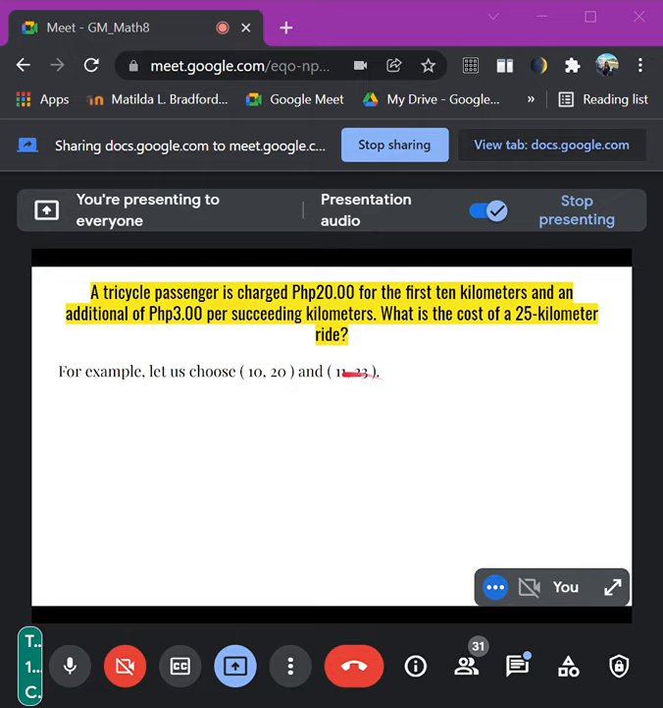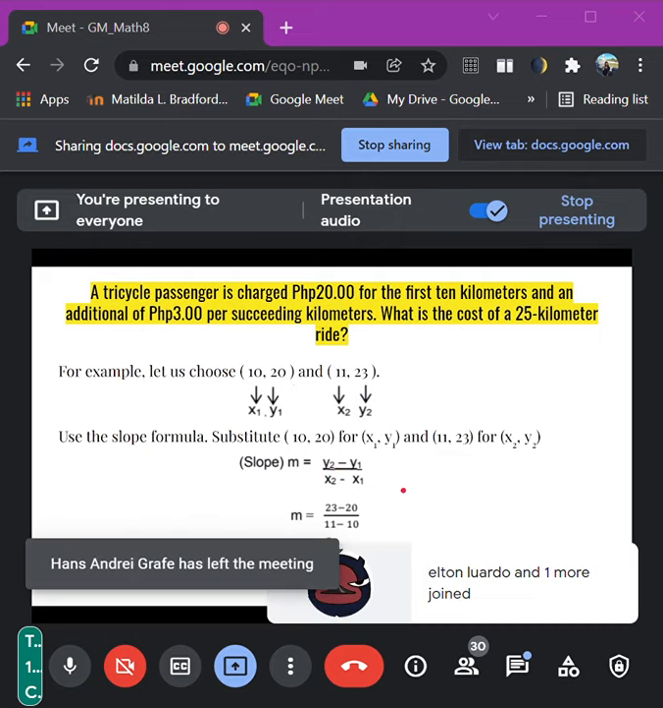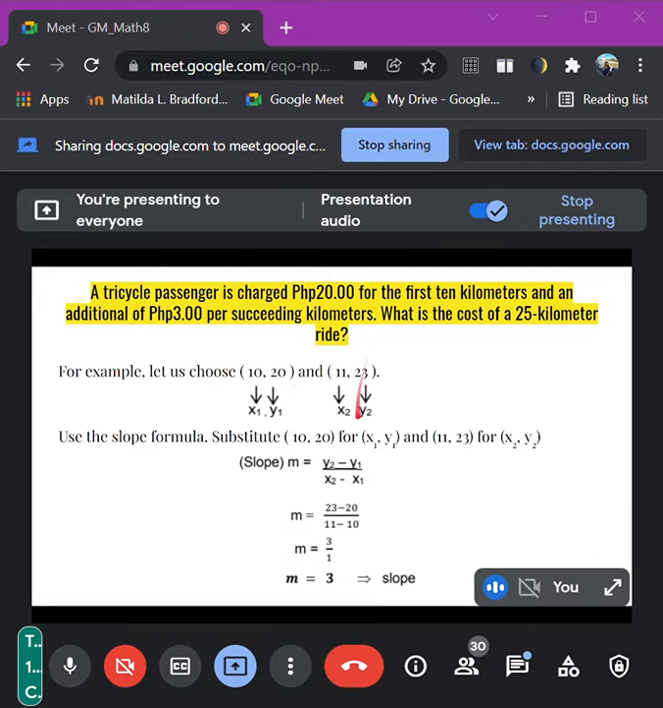So, ang mga ordered pairs nga, or 2 points nga atong gamiton in order for us to get the equation. So, you have there, nag-assign ko 10 is x sub 1, 20 y sub 1, 11 x sub 2, 23 y sub 2. Now, atong gamiton na ang slope formula. So, i-substitute ra nato siya, which is m is equals to y sub 2 minus y sub 1 over x sub 2 minus x sub 1. And then you have there your 23 because that is your y sub 2 and then your y sub 1 is 20. And then you have there your x sub 2 11, x sub 1 is 10. And then m is equals to 23 minus 20, that is 3, over 11 minus 10, that is 1. And then you have there your m is equals to 3. So, that is your slope.